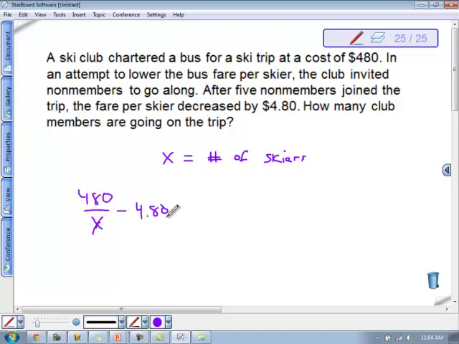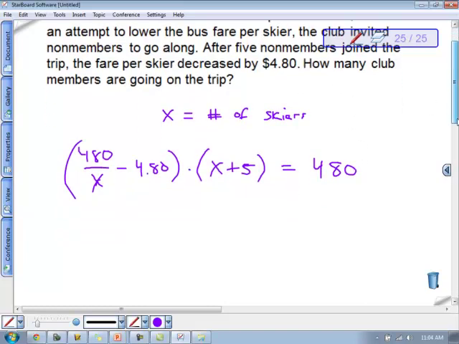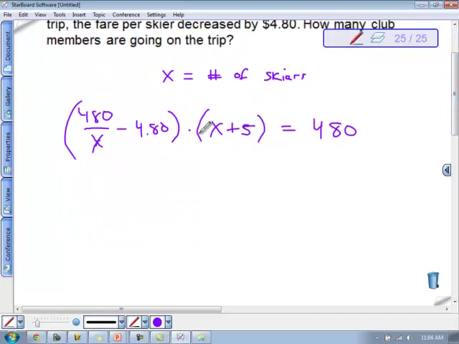It decreased by 480. We can multiply that new cost by the number of skiers that are going, which is the original plus 5, because they said there's 5 non-members going now. And that should equal the total fare, which is 480. And we can use that to find out how many ski members are going. So we're going to solve this. We're going to need to clear fractions.